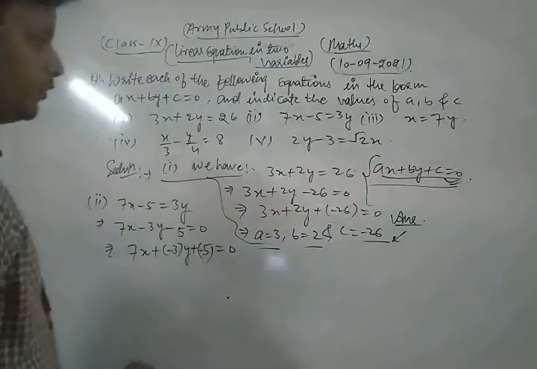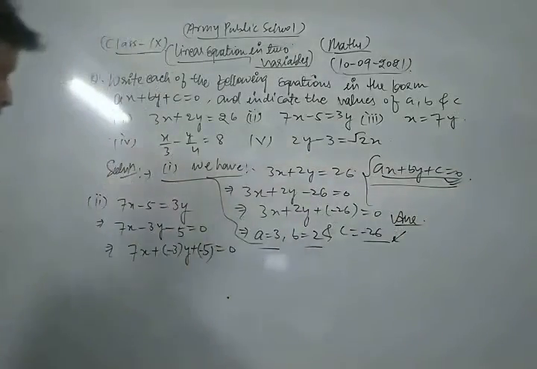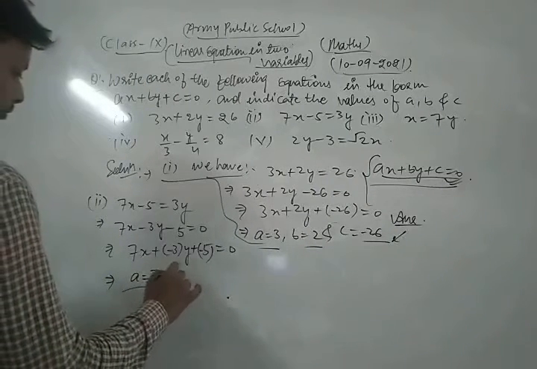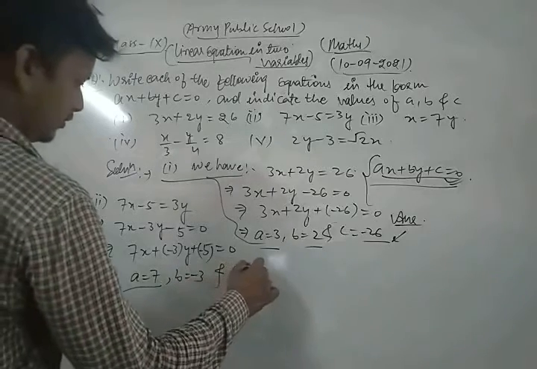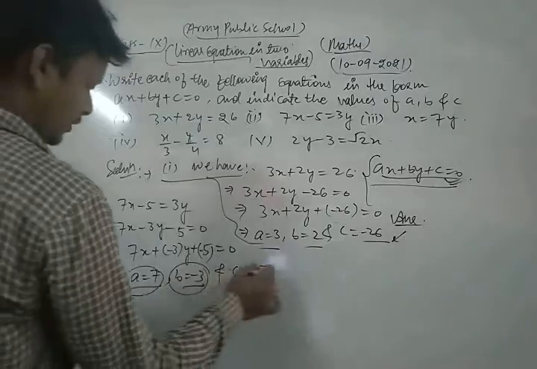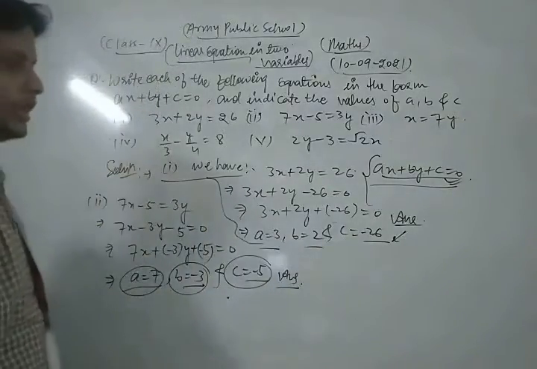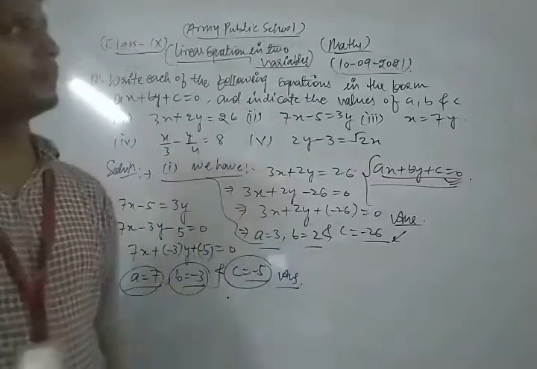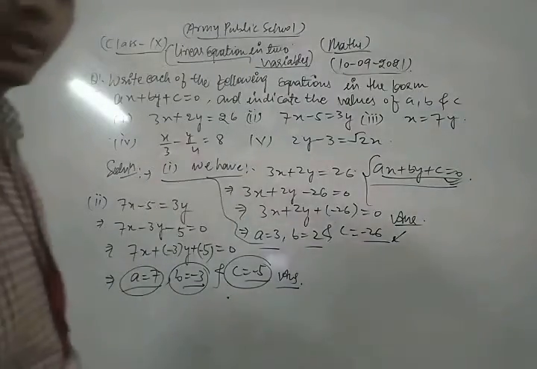Now we compare it with the equation ax plus by plus c is equal to 0. So we get a is equal to 7, b is equal to minus 3 and c is equal to minus 5. So these are the solution of the given equation. In this way, dear student, you can solve each and every part of this question. Now we take and solve the other part of this question.